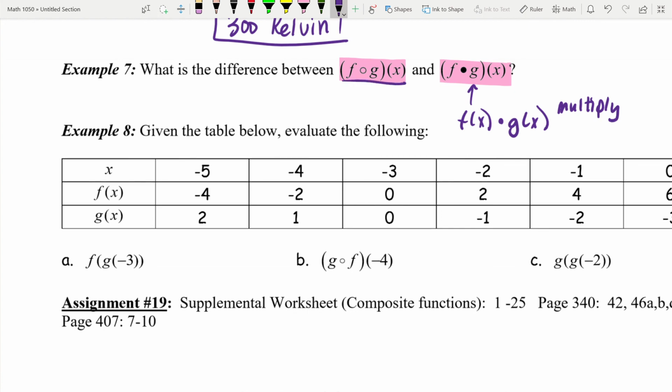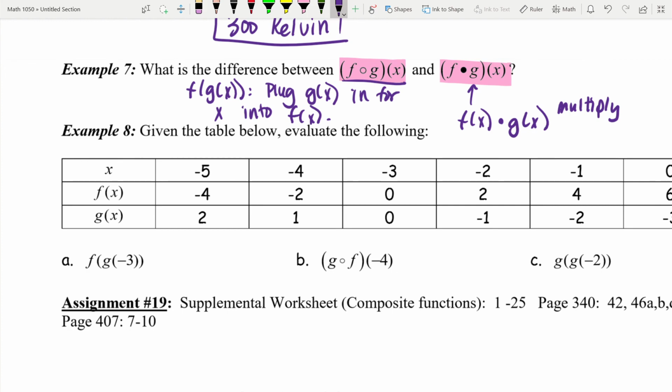This is composition of functions. That means f of g of x, like that. So in a sentence, that means plug g of x in for x into f of x. So take your g of x, plug it in for x in your f of x equation. So a closed dot means multiply. The open dot means plug the one on the right into the one on the left. Who says gotcha? Let's see.